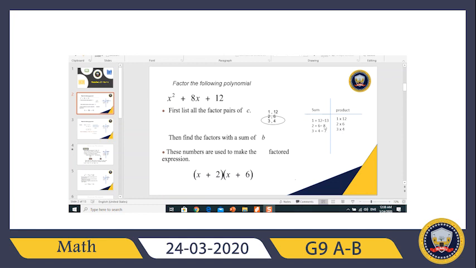Which of these 2 numbers, when I added them together, gave me the middle term, which is 8? 2 and 6. So I will put in the 2 brackets, after putting the x's, and after putting the signs, 2 and 6, because if I add 2 and 6 together, the answer will be 8. So 2 and 6 are factors of the third term, and when I add them together, they give me the sum of 8. Let's take another example.